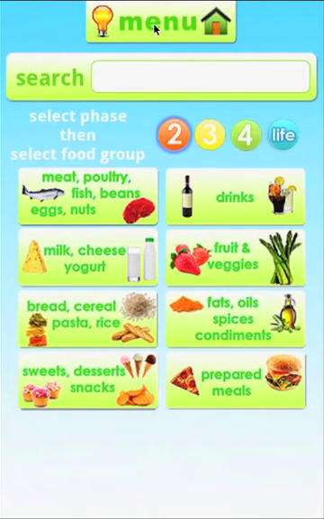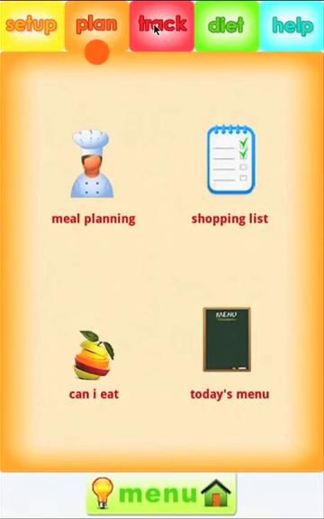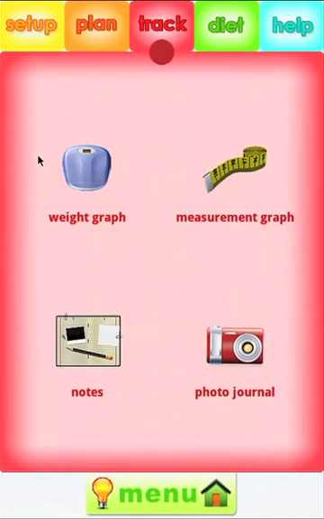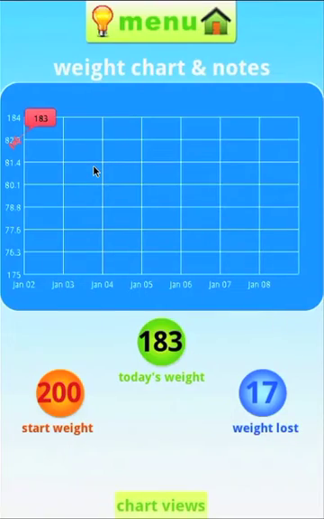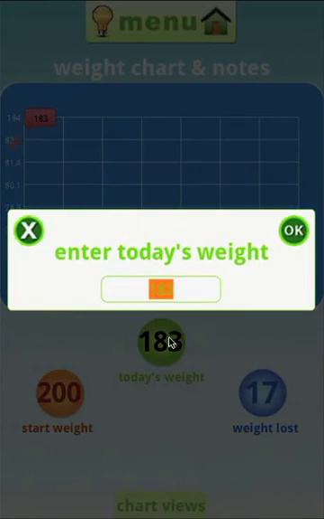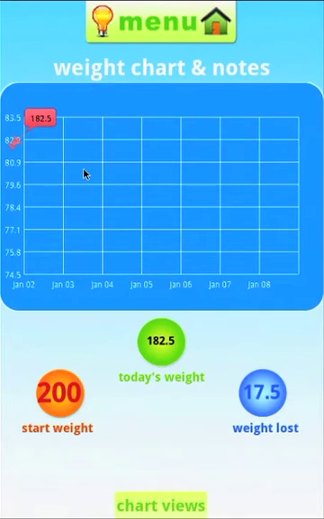I will select Menu to navigate back to the app options. Let's take a look at tracking. Here, I'm going to select my weight graph. I can select on the green button to change today's weight. You may enter it even with a decimal. If you use your finger to slide across, you will see previous weights as well.